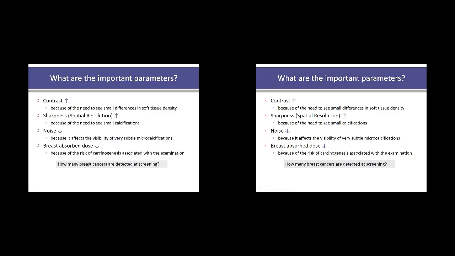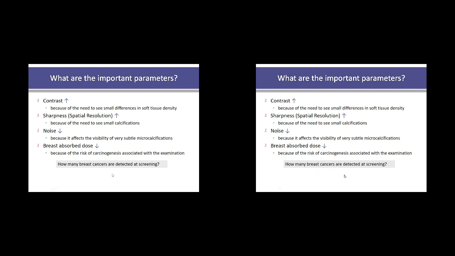So what are the important image quality parameters then? Well, as we've shown from those challenges, we need really good contrast in the system because of the need to see small differences in soft tissue density. We need really good sharpness or really high spatial resolution because of the need to see small calcifications. We need very low noise within our image because that will affect the visibility of very subtle microcalcifications. And we need to achieve all of these things at a very low breast absorbed dose because mammography is predominantly used for screening, which means we're predominantly irradiating a healthy population, and there is a subsequent risk of radiation-induced breast cancer from mammography. So it's pretty hard to achieve all those things.